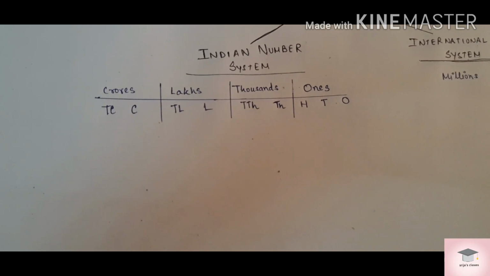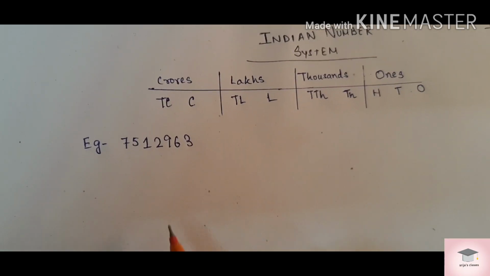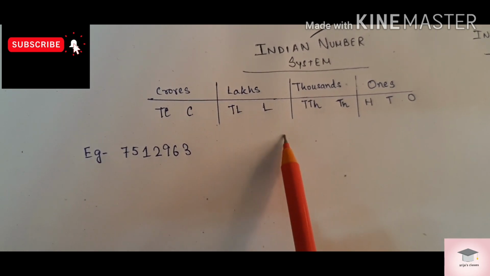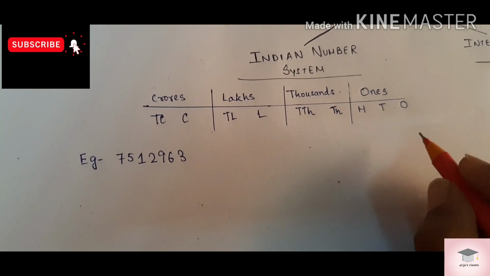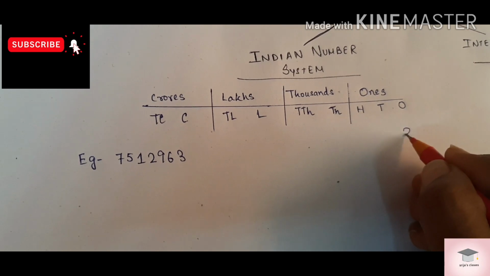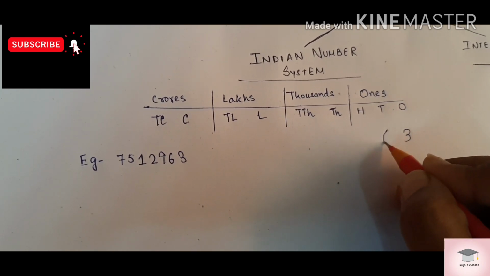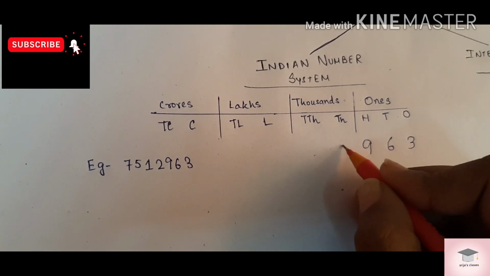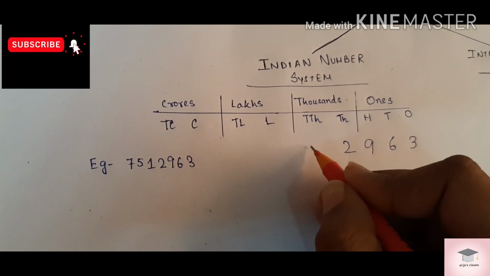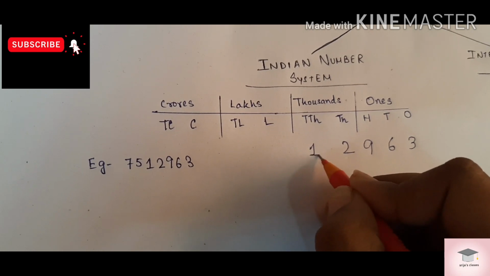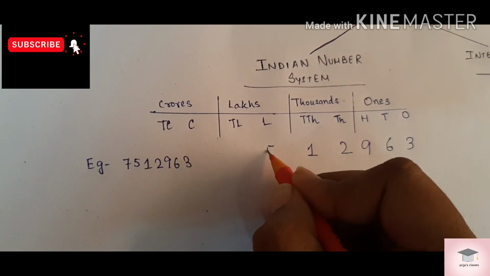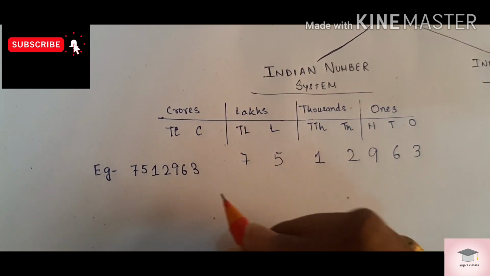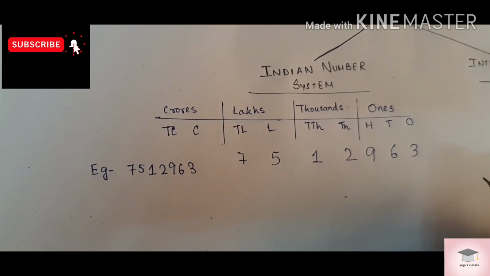Let's take an example and find out. Let us take the number 7512963. Now, if we put it under the Indian number system, from the right we will put here 3, 6, 9, 2, 1, 5, 7. So now where will we put the commas?